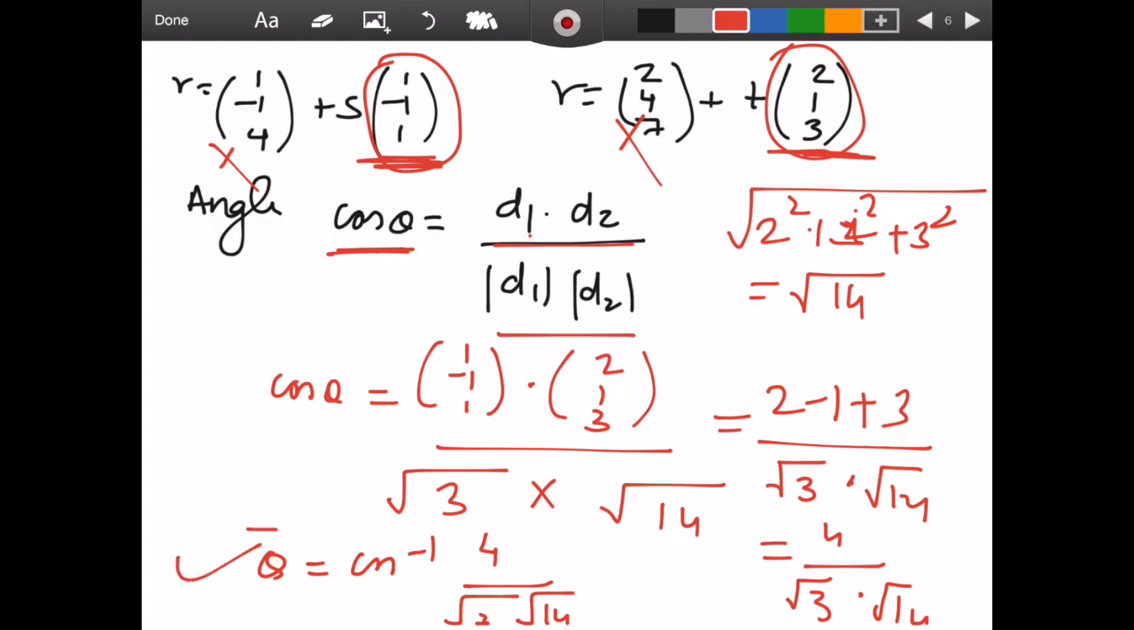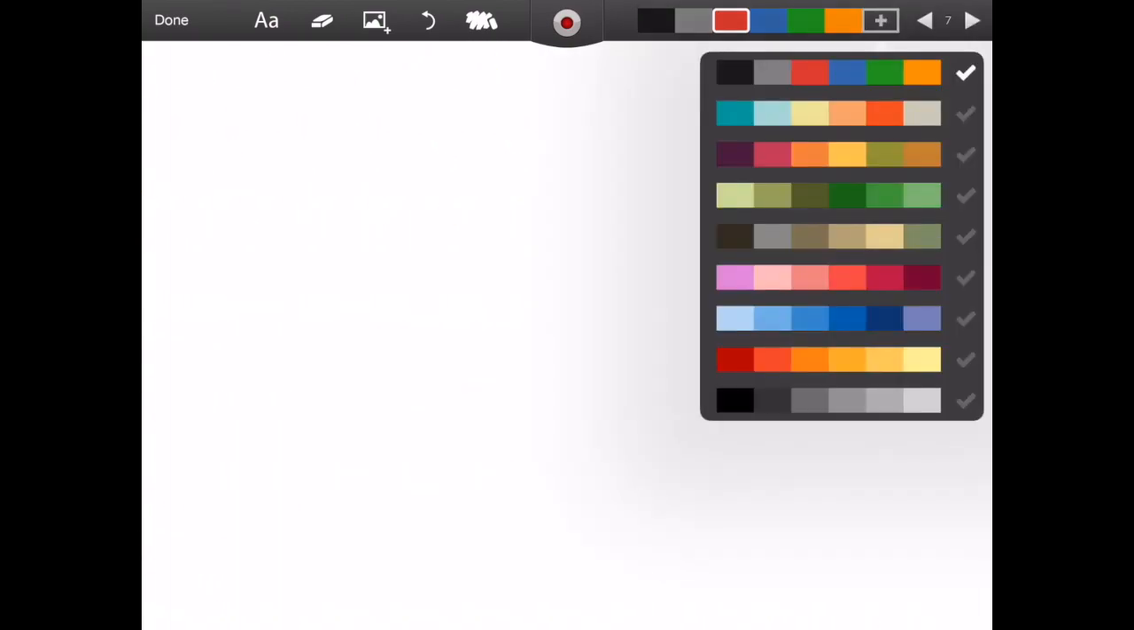Just extending my result, in case two lines are perpendicular, the dot product of their directions is going to be 0. So if two lines are perpendicular, d1 dot d2 is going to be 0.